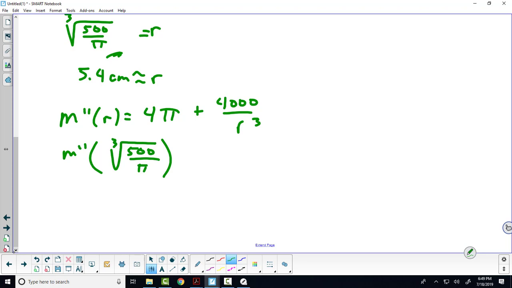Well, what's the sign on that? Don't work too hard, folks. 500 is positive, pi is positive, so their ratio is positive, so their cube root is positive, so I'm plugging a positive number in for r. This whole expression is going to be positive. Notice that's the beauty of doing the second derivative test on these story problems. Generally, it doesn't require much argumentation to show what the sign of the second derivative is.